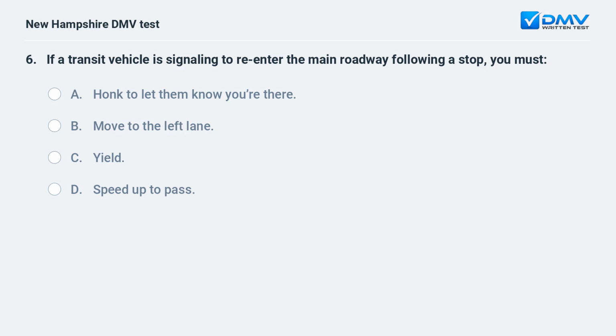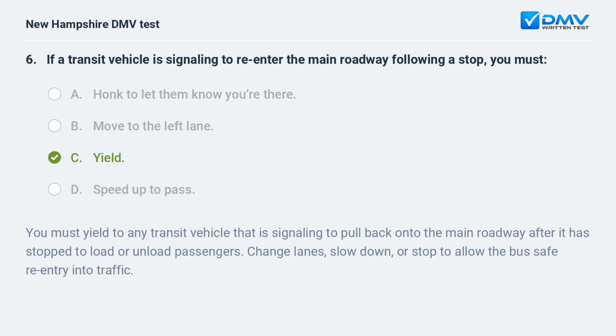If a transit vehicle is signaling to re-enter the main roadway following a stop, you must A. Honk to let them know you're there. B. Move to the left lane. C. Yield. D. Speed up to pass.